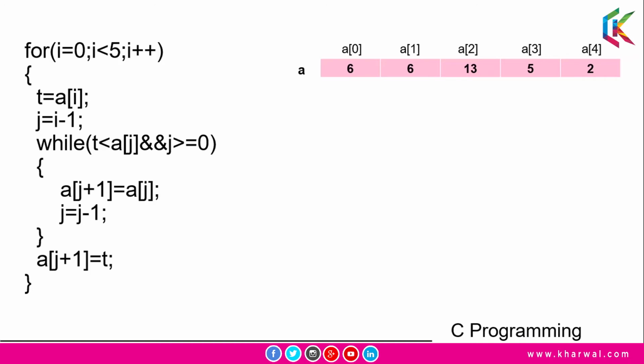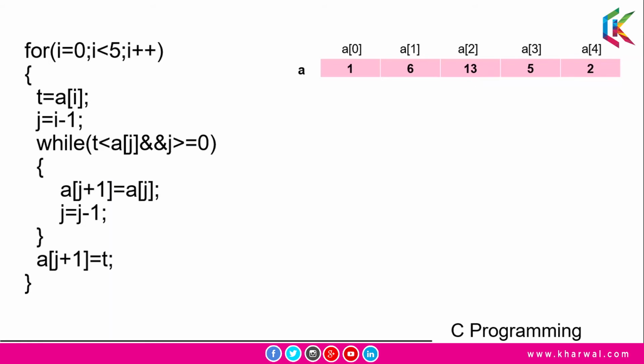So the value of t will be assigned to a of 0 like this. And after that i plus plus will be executed. So the value of i will be 3, and the value of a of 3 will be assigned to t. The value at a of 3 is 5, so the value of t will be 5, and the value of j will be 2. And now in this while loop, 5 less than a of 2, and that is 13, and it is true, and 2 greater than equals to 0.